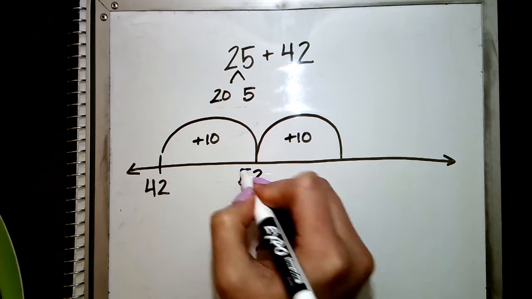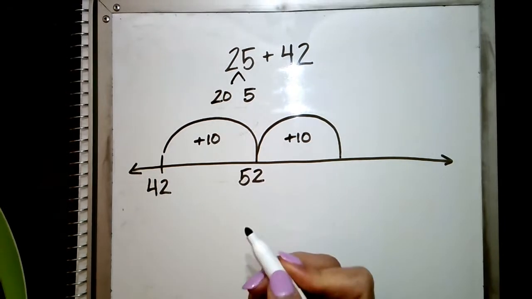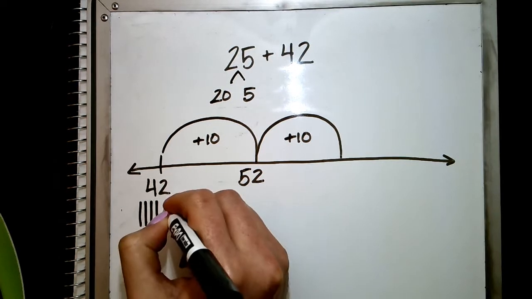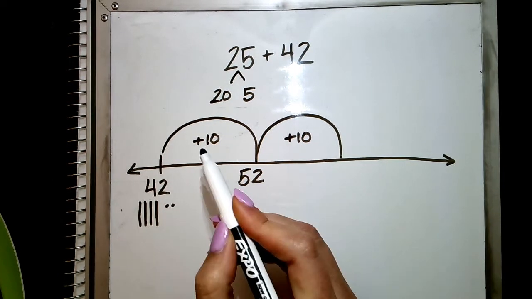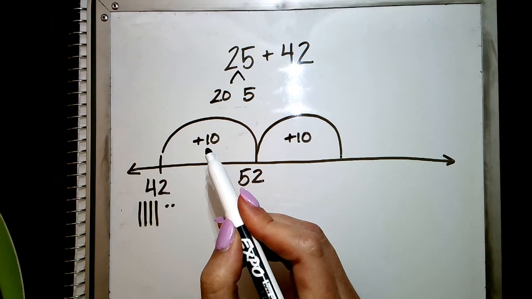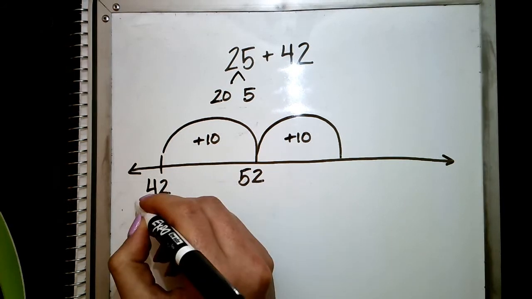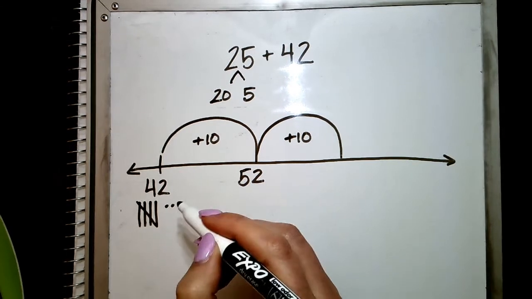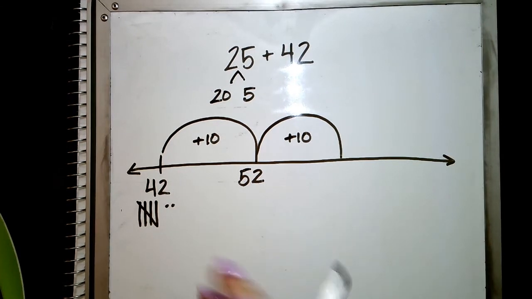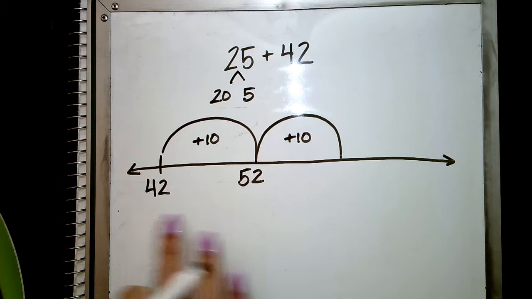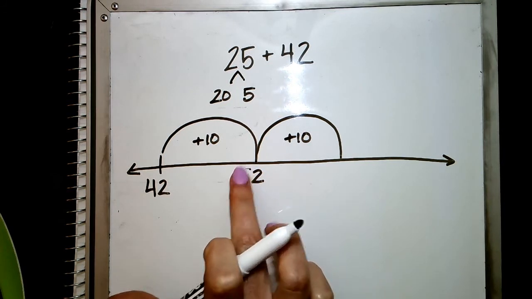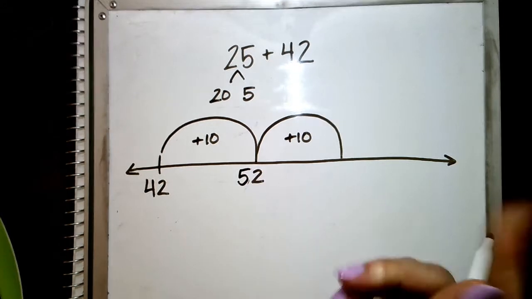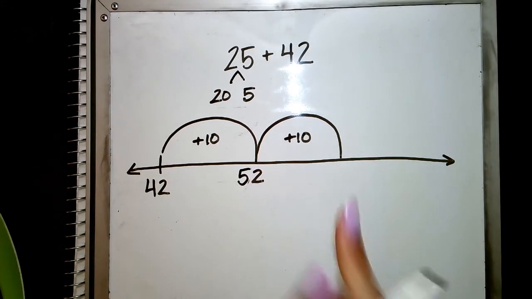Remember, a way to think about it is if we have 42, that's 1, 2, 3, 4 tens and 2 ones. But if I add another 10, now I don't have 4 tens, now I have 5 tens, which is 52, 5 tens and 2 ones, okay? So we have 52 after our first 10. I don't like that 5. I'm going to fix it. Looks kind of like a 6. There we go.